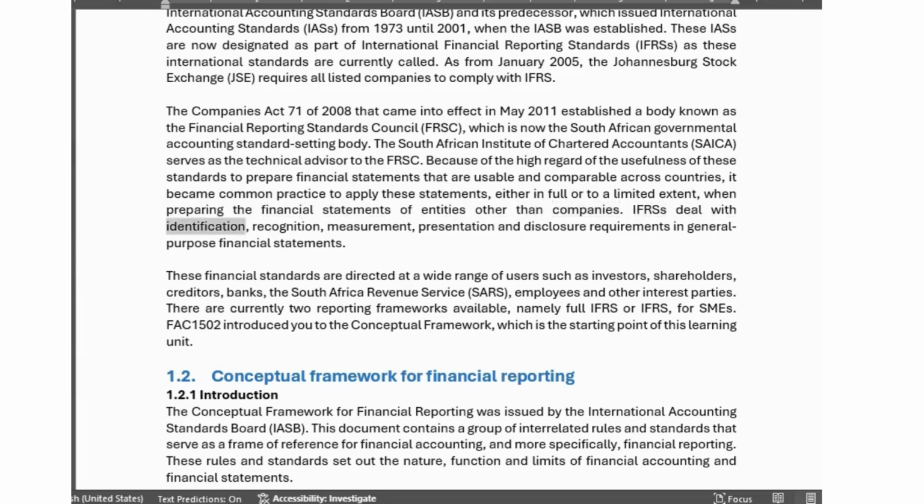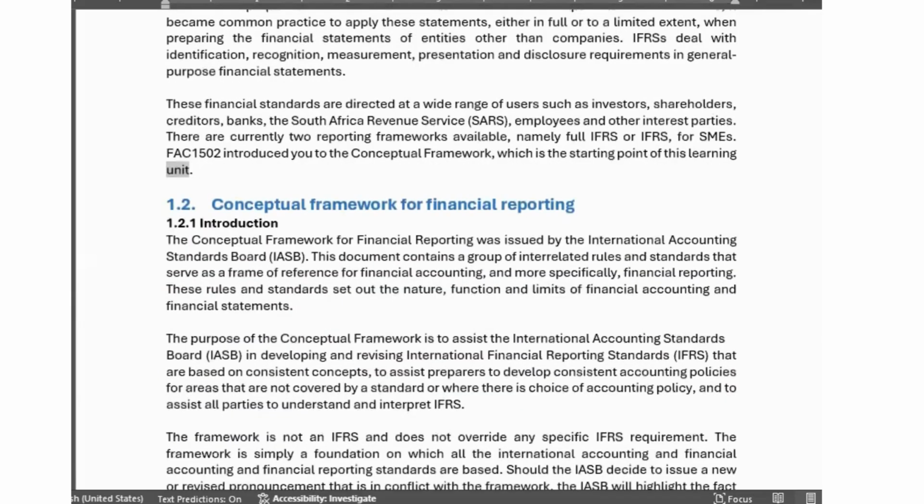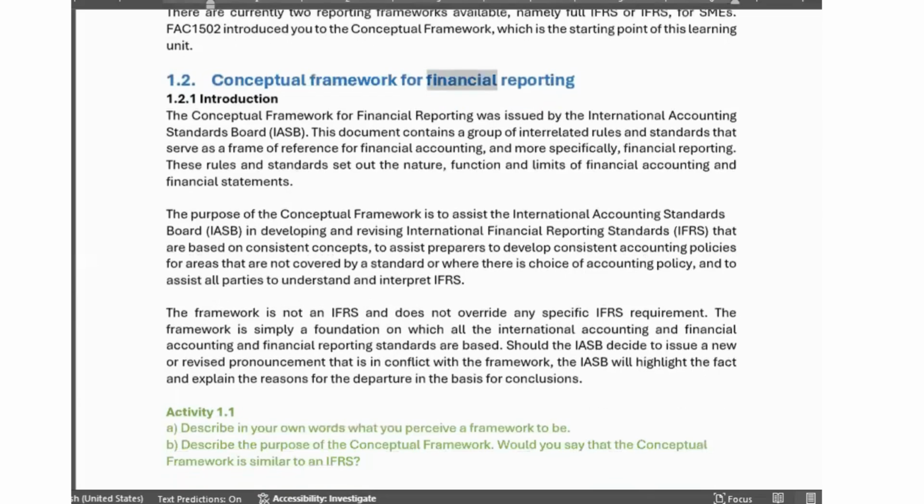IFRS deal with identification, recognition, measurement, presentation and disclosure requirements in general-purpose financial statements. These financial standards are directed at a wide range of users such as investors, shareholders, creditors, banks, the South African Revenue Service, SARS, employees, and other interested parties. There are currently two reporting frameworks available, namely full IFRS or IFRS for SMEs. FAC1602 introduced you to the conceptual framework, which is the starting point of this learning unit. Conceptual Framework for Financial Reporting.